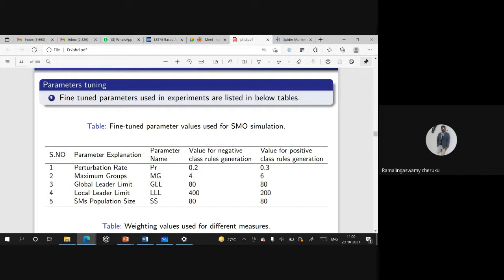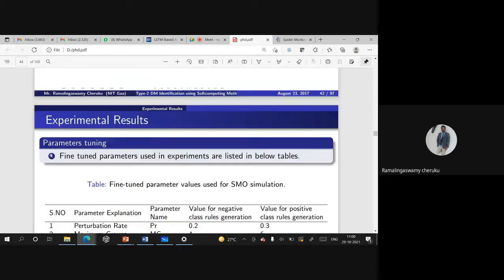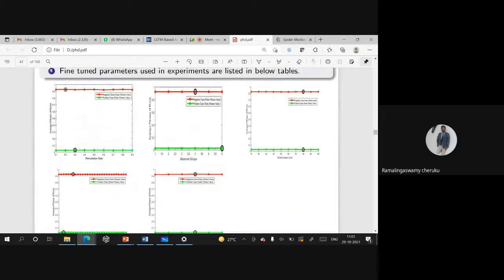As we do this process separately for both positive and negative class, we will have separate values for both the positive and negative class. To do this, first take one parameter on the x-axis. We are taking the perturbation rate, then maximum groups. Keep on changing this value and observe the average fitness value of these rules.